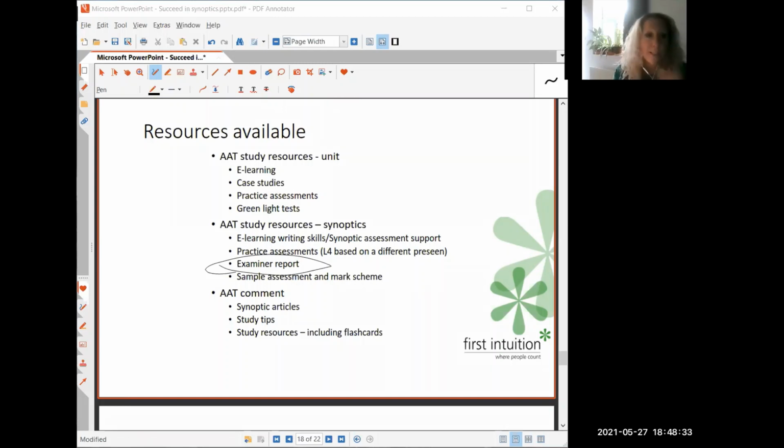Also in the examiner's report, there's a little bit of an overview as to what that task is about and what's expected of you. Definitely use it. Key part of your revision is to look at that examiner's report.